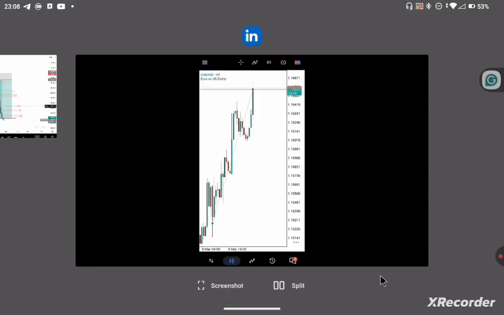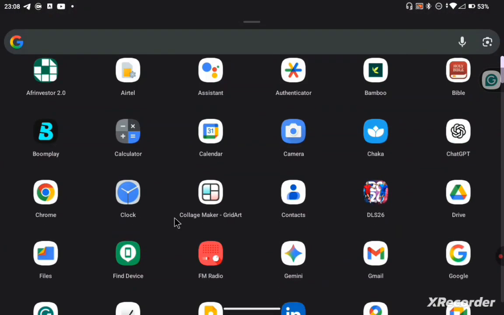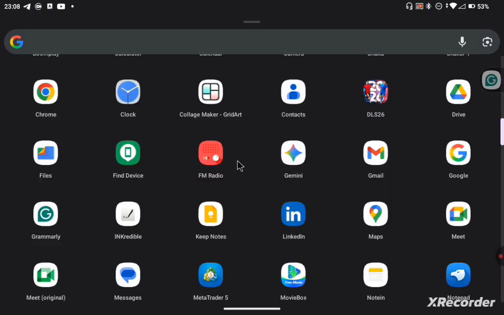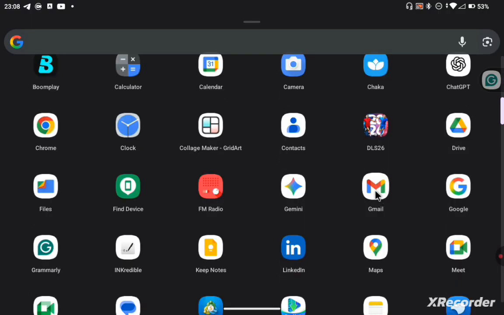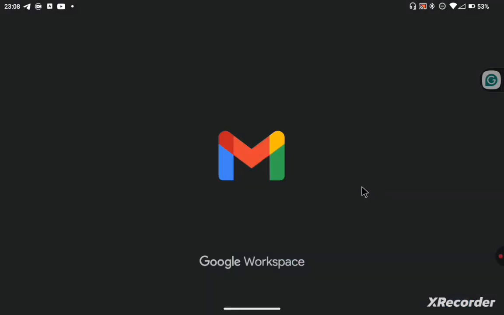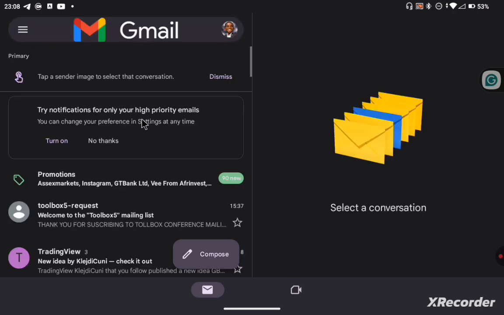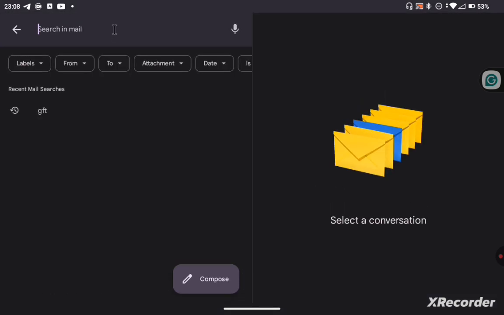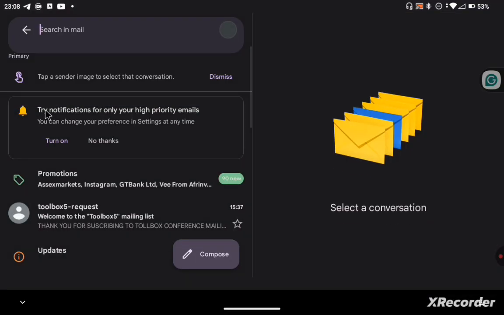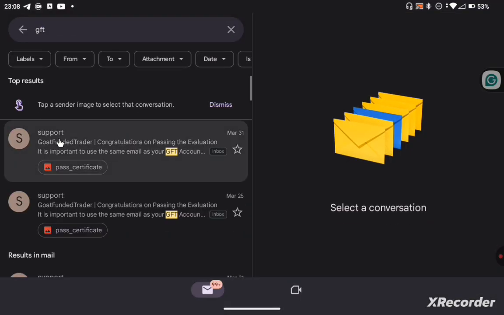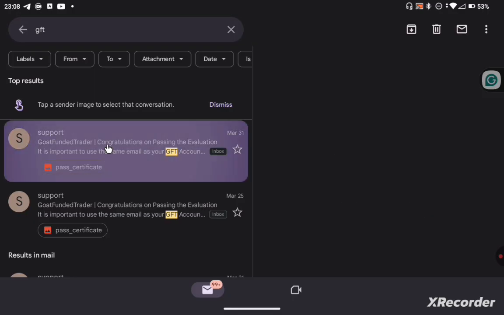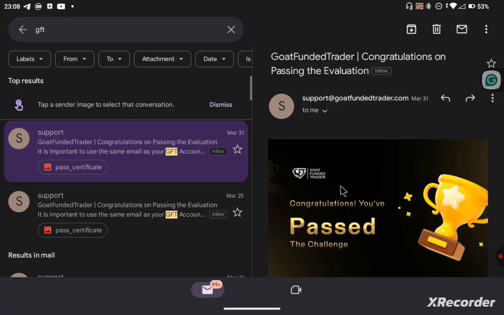Of course that's confidential, but why not? If not, let me show you some emails I received from Goodfunded. Let's go to Gmail. Alright, so I'm going to search for Goodfunded, so it's here. Okay, so congratulations, you can see this is 31st of March, right? Congratulations, let's see what it looks like.